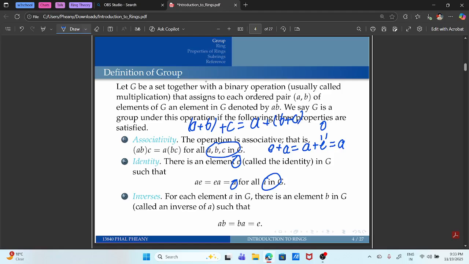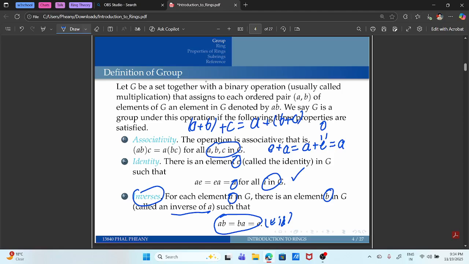Now we would like to consider the third property, which is the inverse. What does inverse mean? Suppose we have an element a belonging to G, and there is an element b also belonging to G, but b is called an inverse of a if we can write a times b equals b times a equals e. What is e? e is the identity. We discussed this part. So this is the inverse under multiplication.